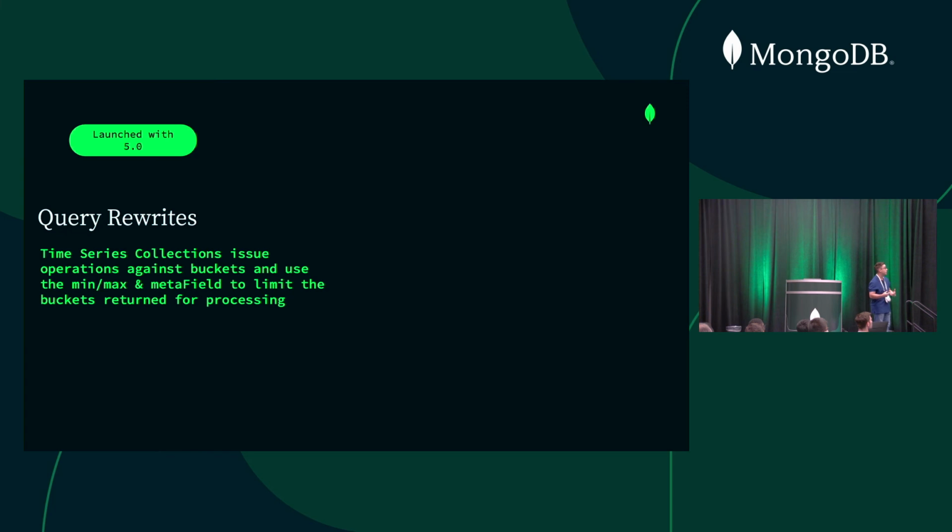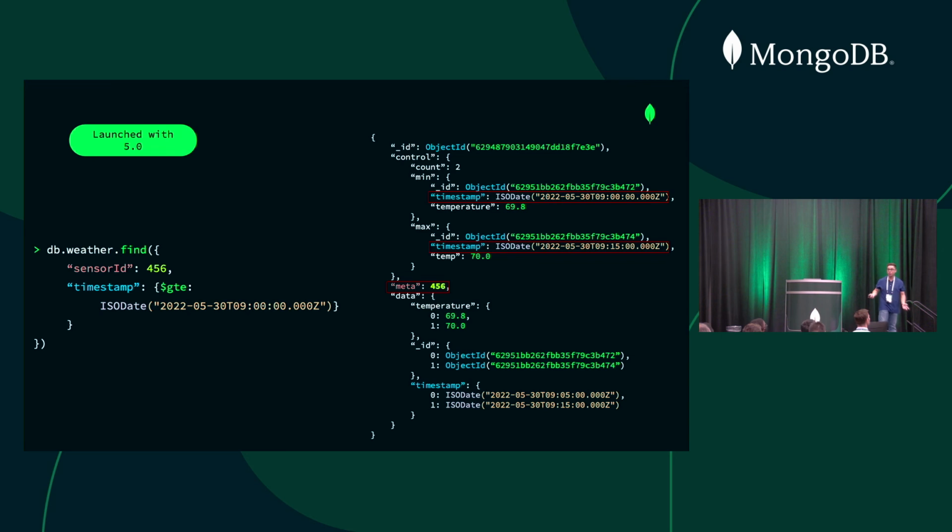And so how they use indexes, though, is really about using those min and the max values and the metaField, and limiting the amount of buckets we return for processing, right? So we want to avoid unpacking as many documents as possible. Sure, we can, and we will, if you issue just a simple find, like in the example. But what we want to gain efficiency from is by actually utilizing these secondary indexes and utilizing this control object here. So for this example here, we have a sensor ID and a timestamp is greater than or equal to.